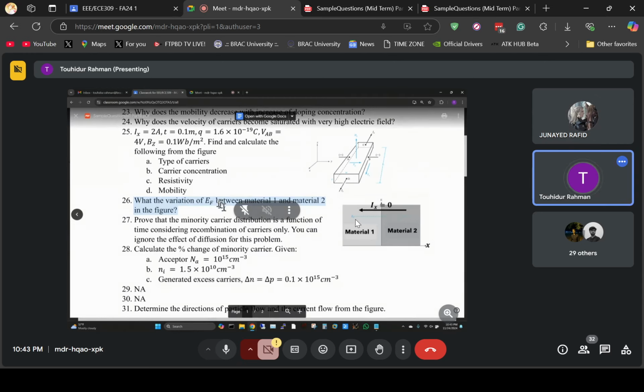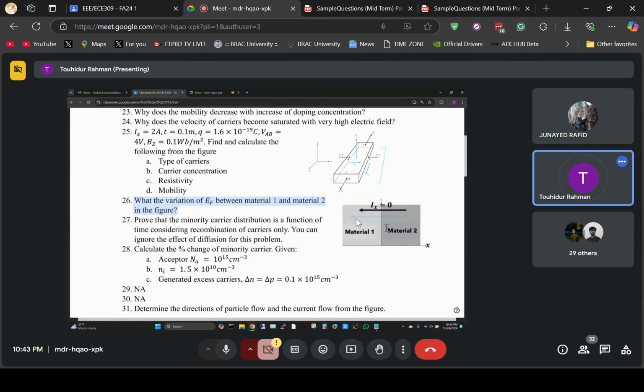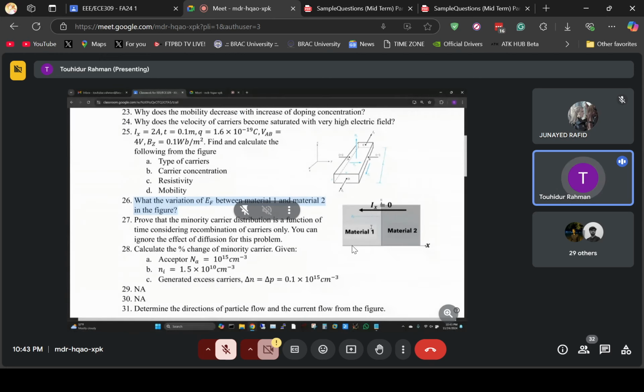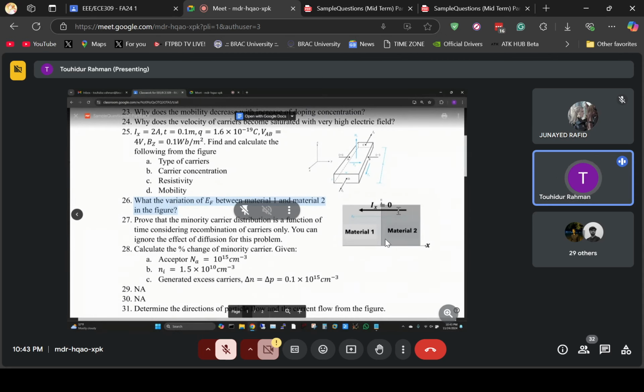What is the variation of EF between material 1 and material 2 in the figure? So this is the figure. Here we have I equal to 0. So when the current is equal to 0, we call it equilibrium condition. And for the equilibrium condition, the particles moving from left to right must be equal to particles moving from right to left. That's the only way we can make this current zero at equilibrium.